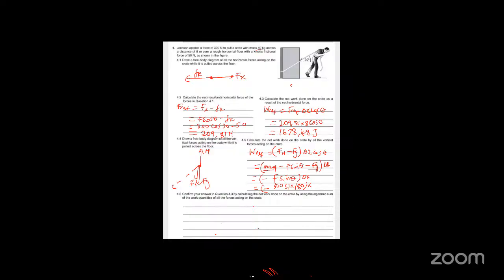So to avoid just doing this, guys, let's just conclude. We know Fn and Fg are equal. Work net here is 0 because work done by normal and work done by Fg is 0. Let me show you. Work done by normal, work done by Fg. This is 0 plus 0. The answer is 0 J.